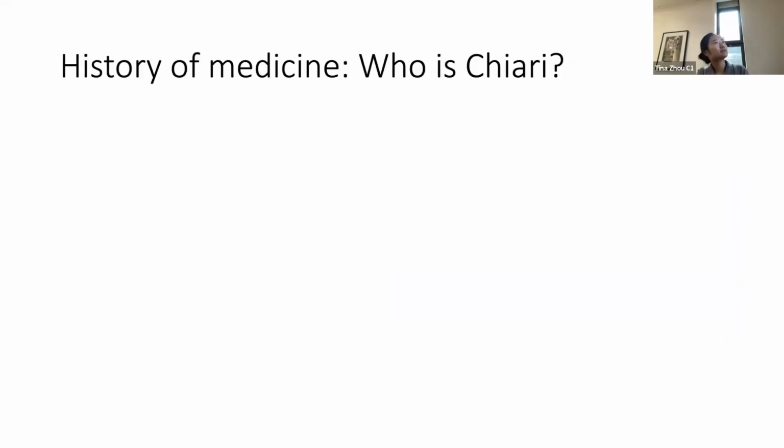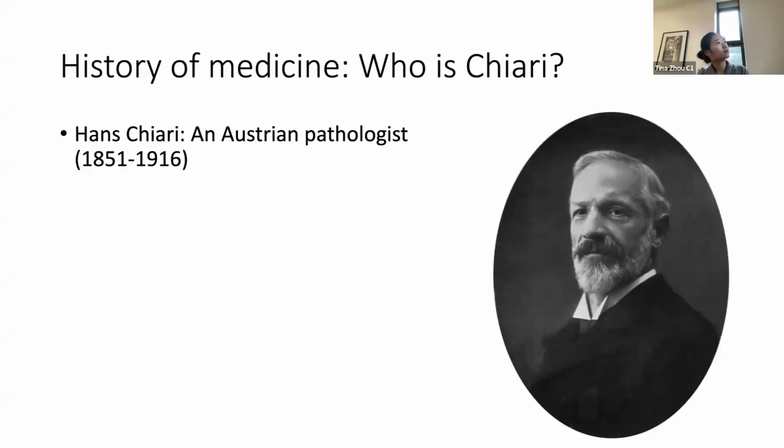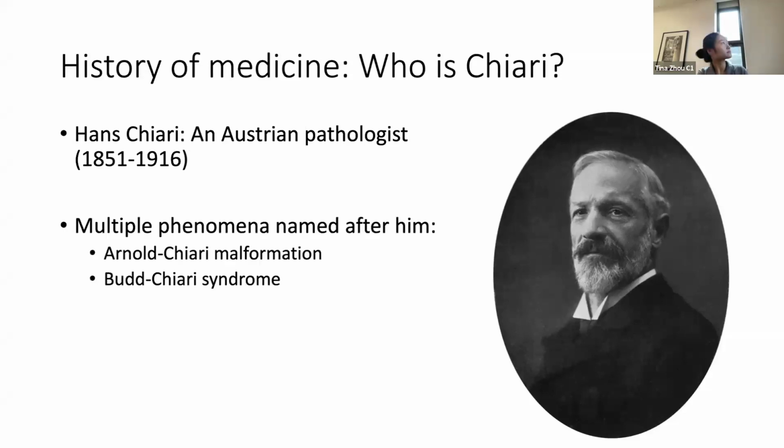Now, moving on to history of medicine. Who is Chiari? This is the guy. He's a bit more modern, an Austrian pathologist from the 19th century. He was also very prolific during his career, and multiple phenomena were named after him. Arnold-Chiari malformation is a malformation in the brain that can cause trouble, and Budd-Chiari syndrome is due to thrombus formation in the hepatic system causing acute liver failure. So they are all named after the same person.